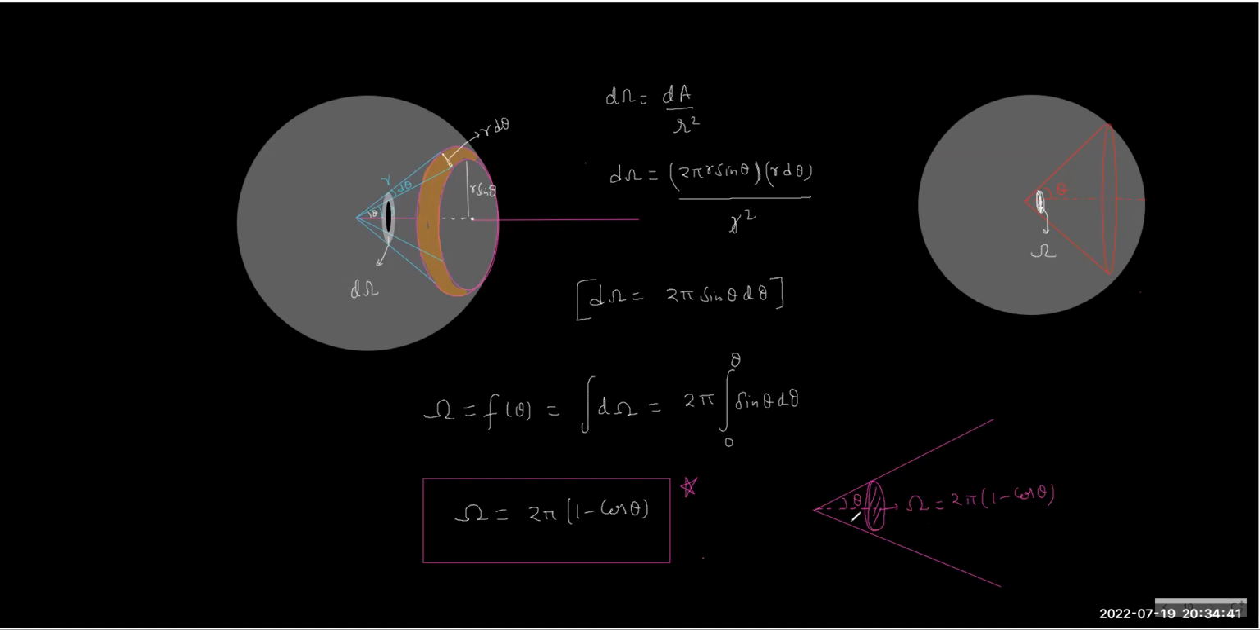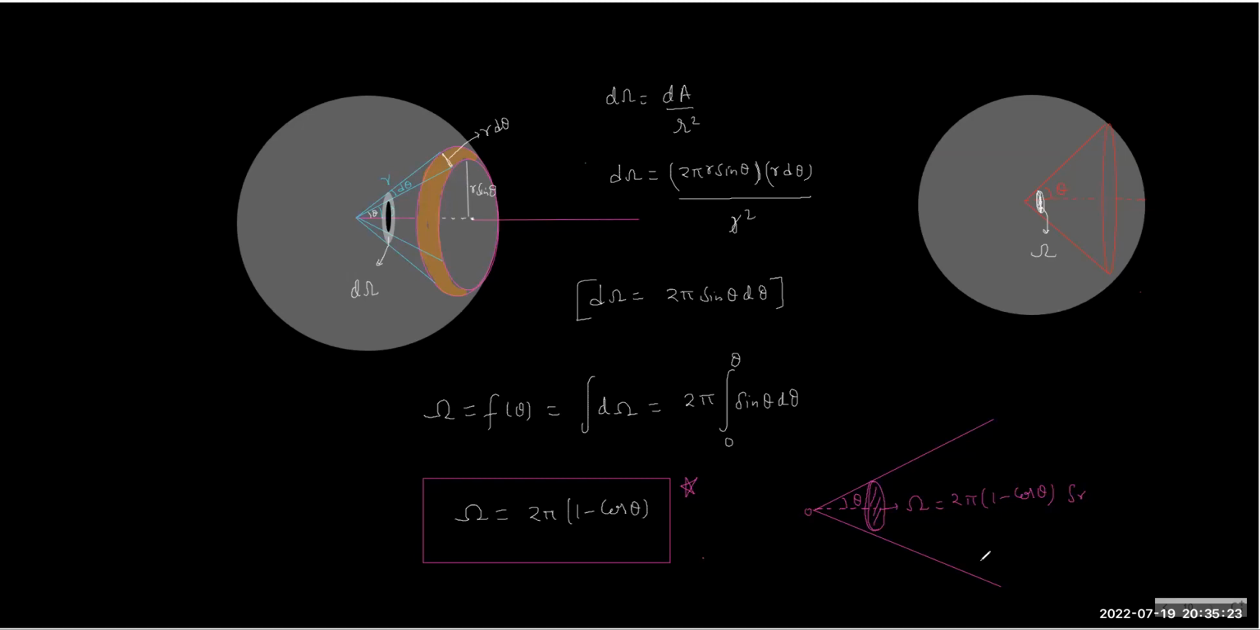Because the angle is subtended at the vertex, not anywhere else, right? Understood? So for any conical surface whose semi-vertical angle is theta, the total solid angle it will subtend at the vertex will be 2 pi times 1 minus cos theta steradian. So it's a relationship between the plane angle and the solid angle. Is this clear?